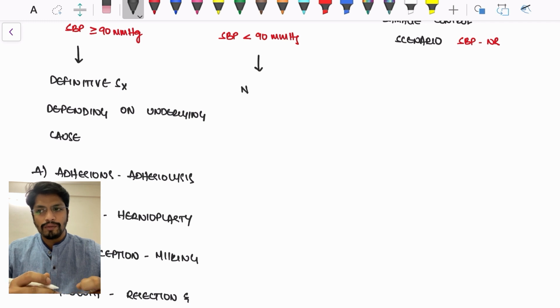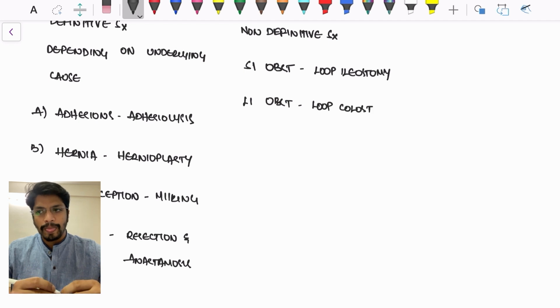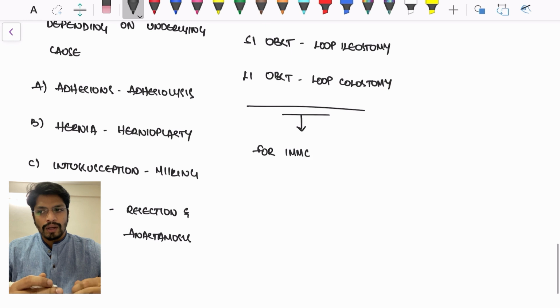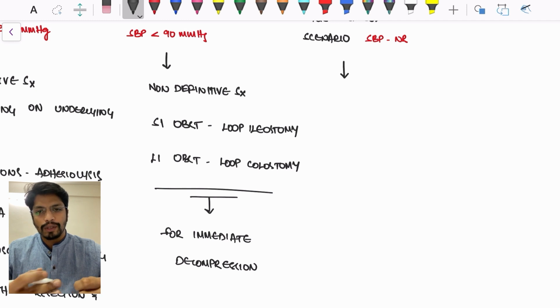Now, the same patient, if he has a systolic blood pressure less than 90, we should do a temporary surgery, that is non-definitive surgery. If it is a small intestinal obstruction, we should do a loop ileostomy for decompression. If it is a large intestinal obstruction, we should do a loop colostomy for immediate decompression purpose. Later followed by definitive surgery after 6 to 10 weeks.